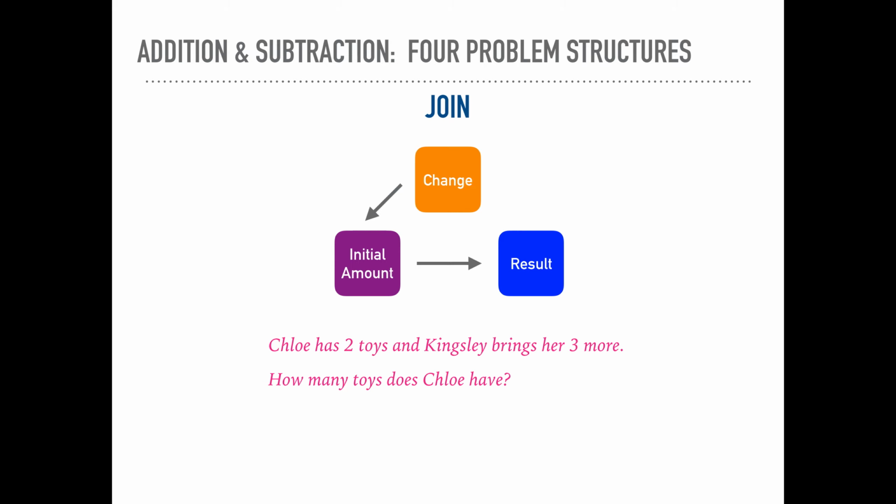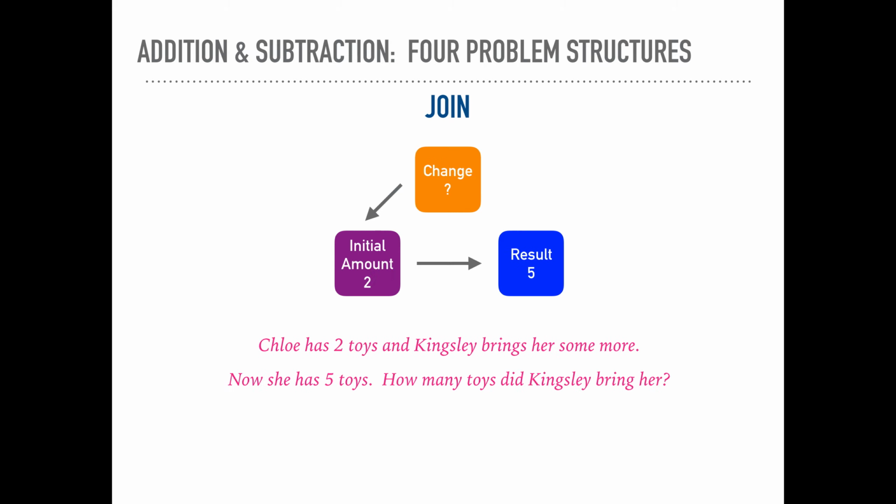But we could put the unknown in any position. For example, what if we did this one? Chloe has 2 toys and Kingsley brings her some more. Now she has 5 toys. How many toys did Kingsley bring her? In this structure, the initial amount is 2, the change is the unknown, and the result is 5. So we'd call this a join structure with an unknown change, or join missing change structure.